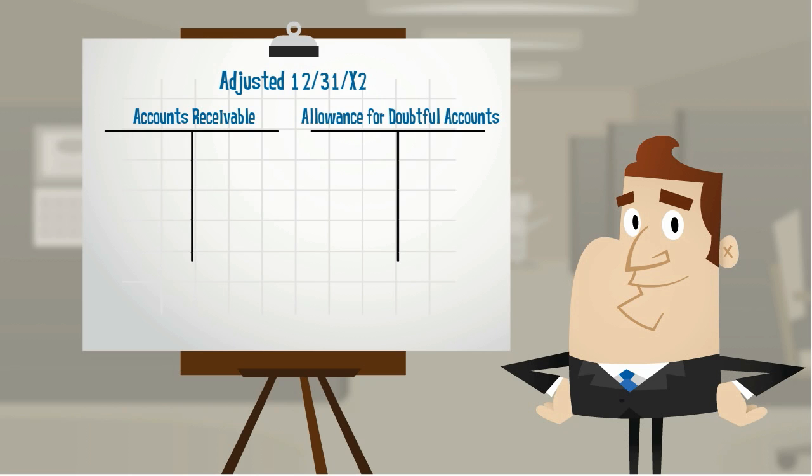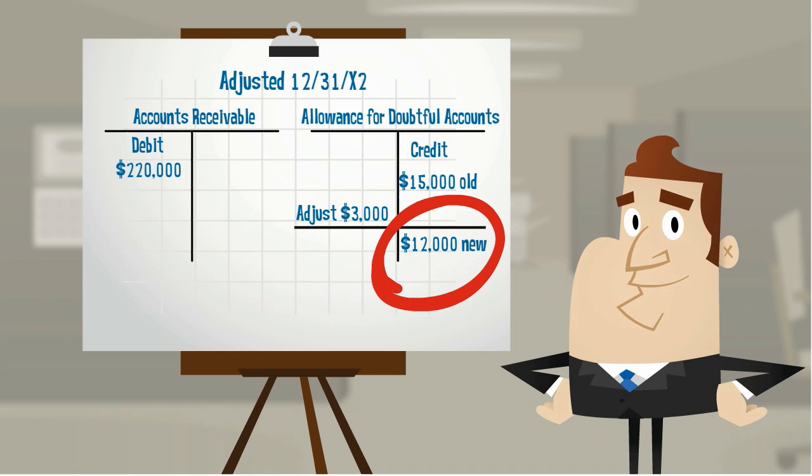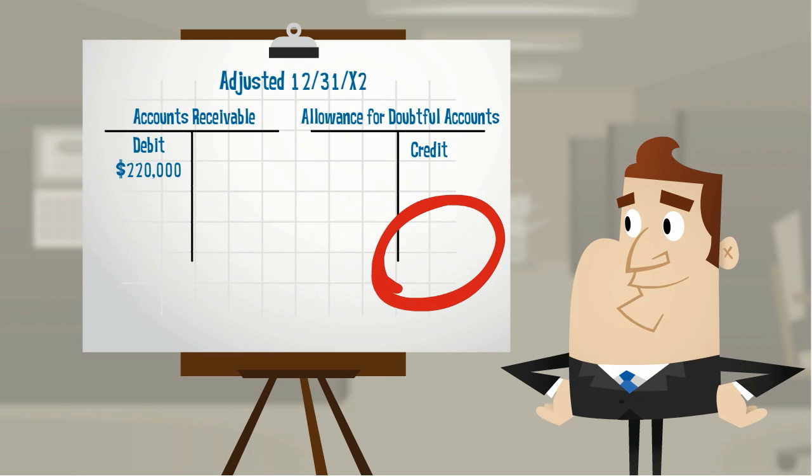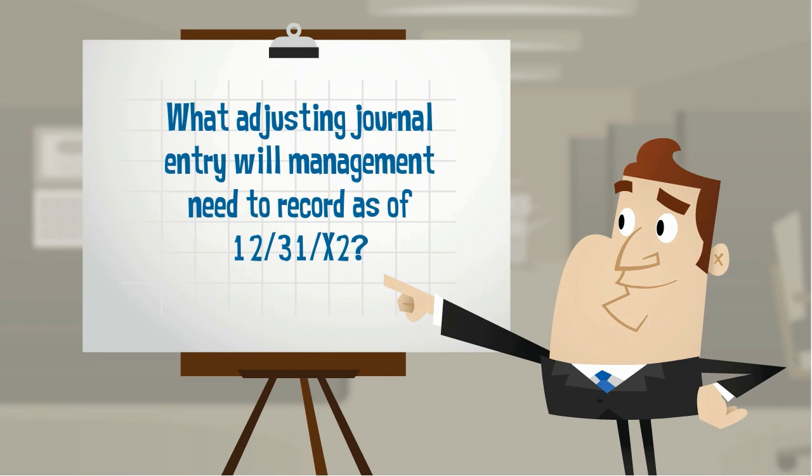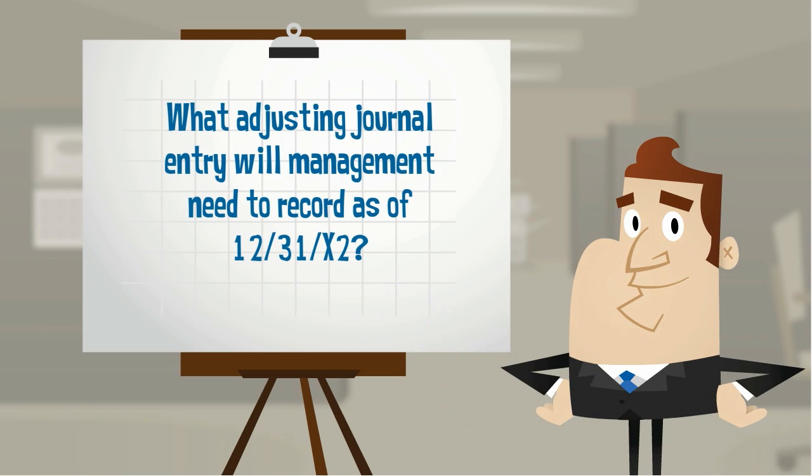So let's assume that its 12/31/X2 accounts receivable are $220,000, but it estimates that only $12,000 of these new receivables will eventually go bad in the following year. What adjusting journal entry will management need to record as of 12/31/X2?